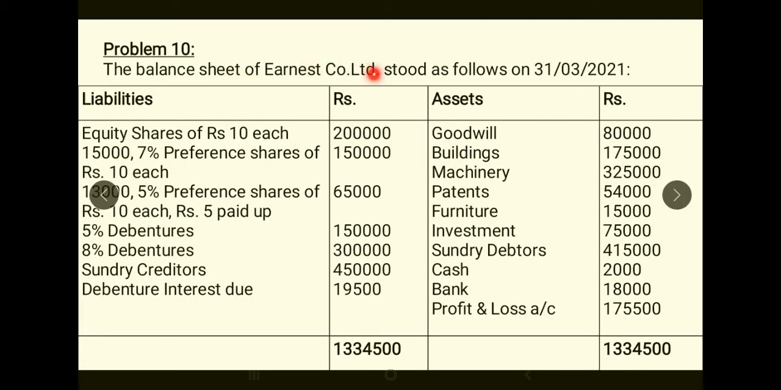Balance sheet of Ernest Company Limited is as follows. You can see equity shares of 10 each, 7% preference shares of 10 each, 5% preference shares of 10 each, 5 rupees paid up. So you have two categories of preference shares. And 5% debentures, 8% debentures, two categories of debentures, sundry creditors and debenture interest due. On the asset side, you have goodwill, buildings, machinery, patents, furniture, investments, debtors, cash, bank and P&L account.